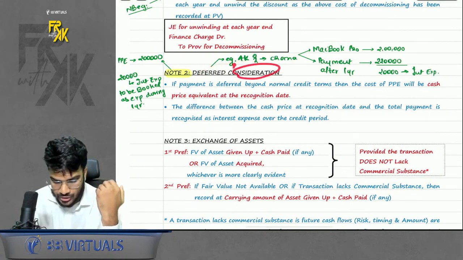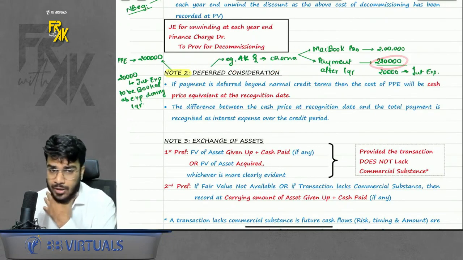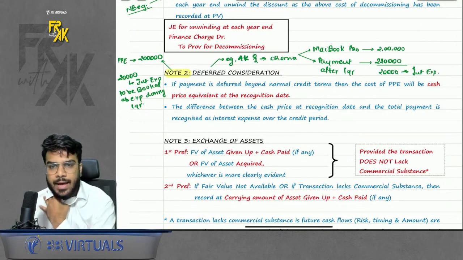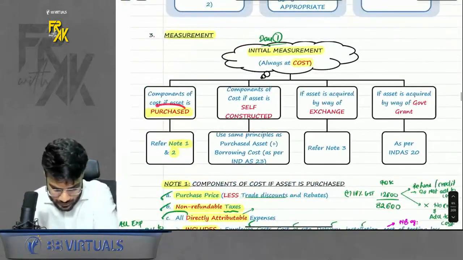You are paying the consideration in deferment. You are deferring the consideration, right? You are not paying it immediately. So what you need to do is what we just discussed. I hope this is clear to everyone, right? So this point is done and dusted. So this was if the asset is purchased.